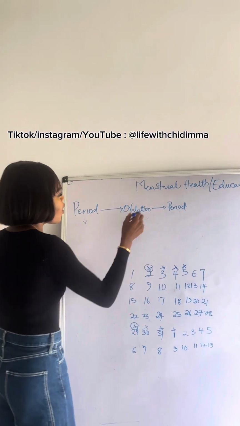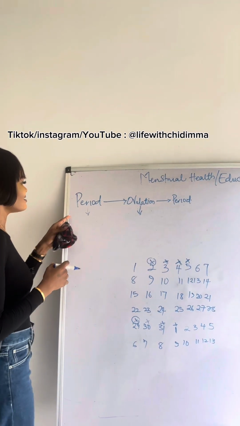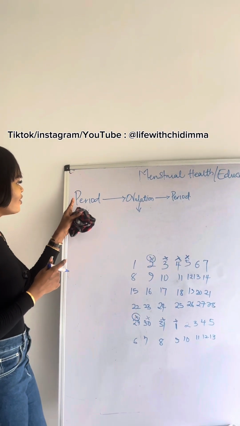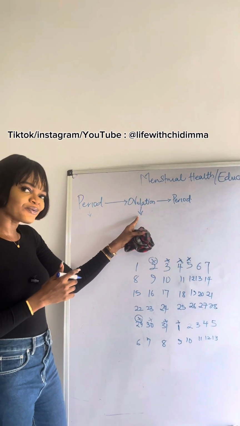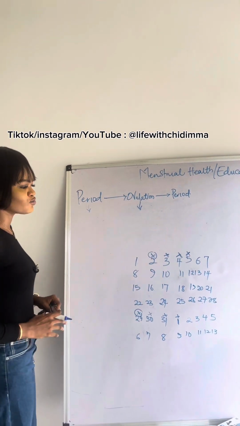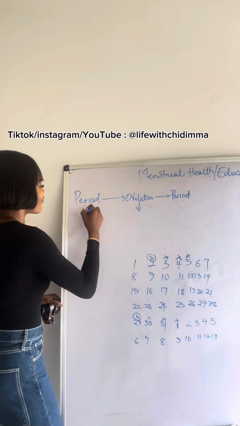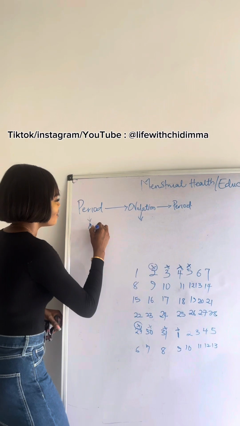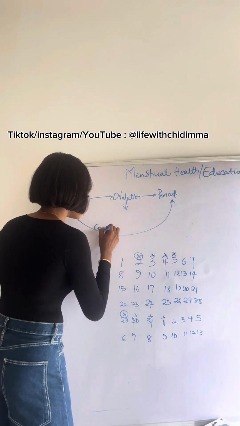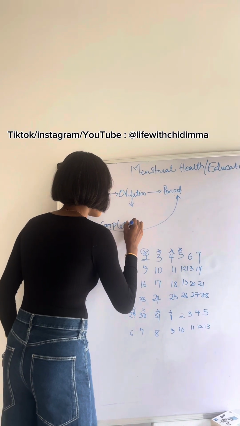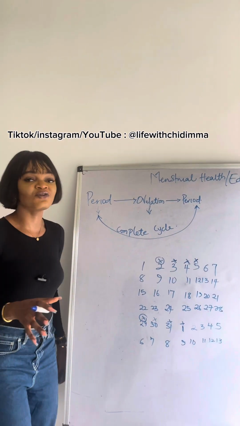Now this is your ovulation. This place is your ovulation, right? So you see that I counted from your first period to your next period, then your ovulation is in the middle, right? Now let's go back to the days of your period. Remember I said that from here to here is your complete cycle, right?